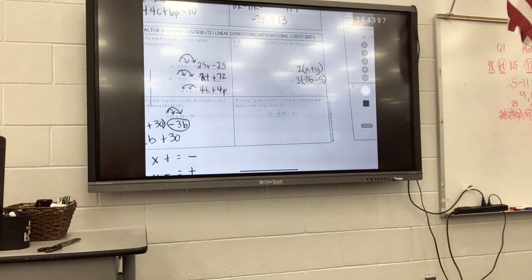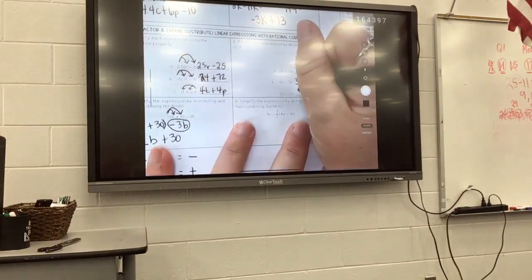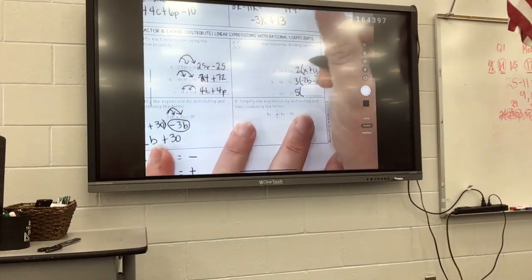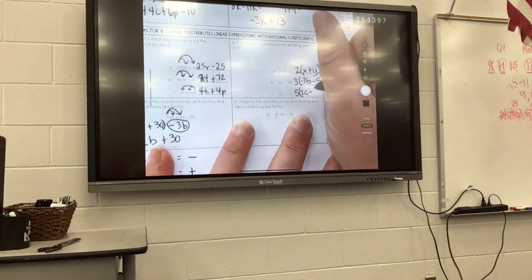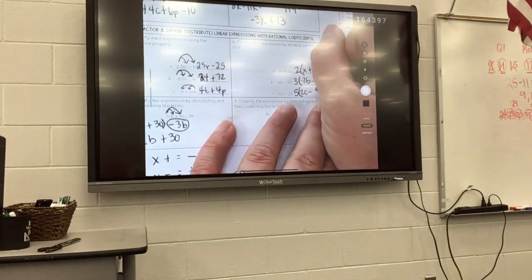I know I put you on the spot, but think: you have 10 and you have 25. They both end in either 0 or 5. So what can only go into those? 5. Yep. All right, so that's 5. 5 times what gives me 10? Raheem? 2. And then 5 times what gives me 25? Raheem? 5.